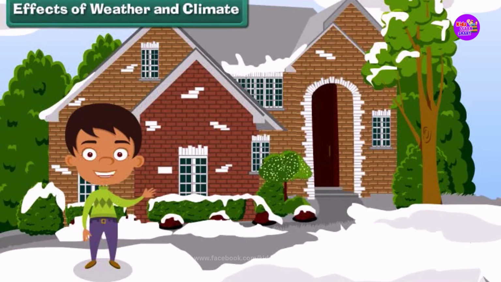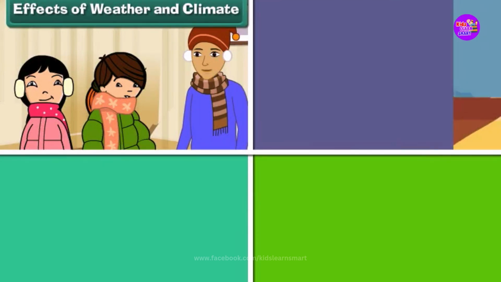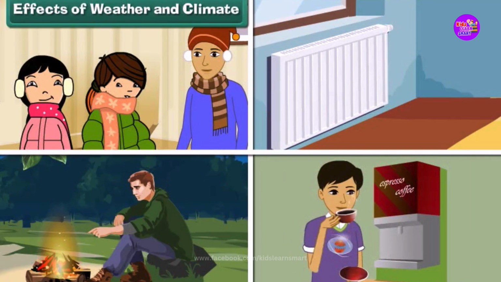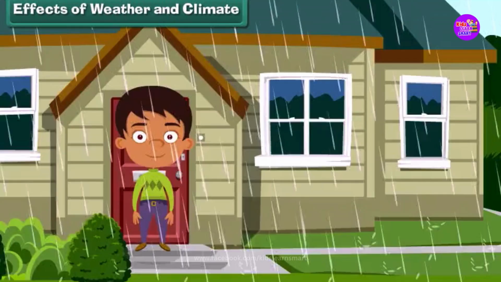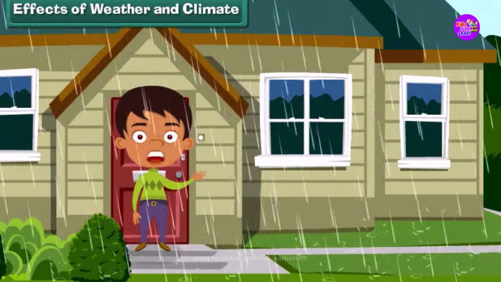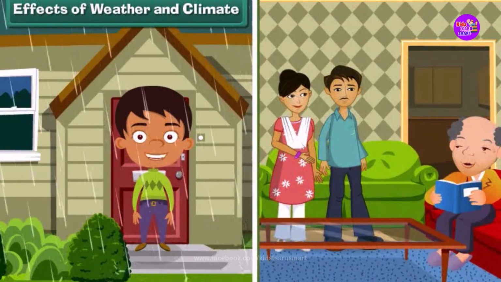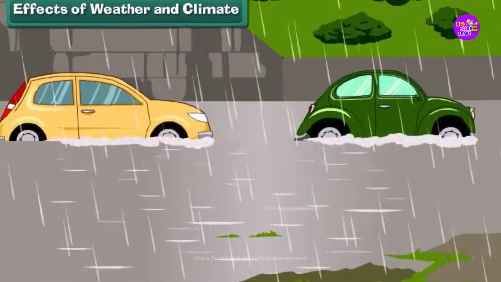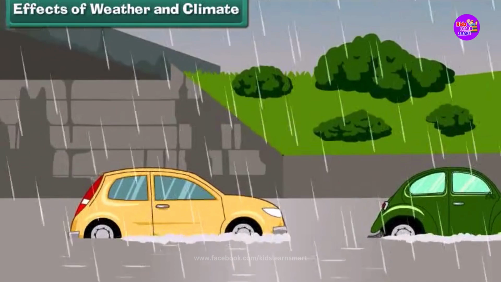In winters, we keep ourselves warm by wearing warm clothes, using room heaters, building bonfires and drinking hot drinks like tea and coffee. During rainy days, we avoid rains by staying indoors, using umbrellas and raincoats. Excessive rainfall causes floods.